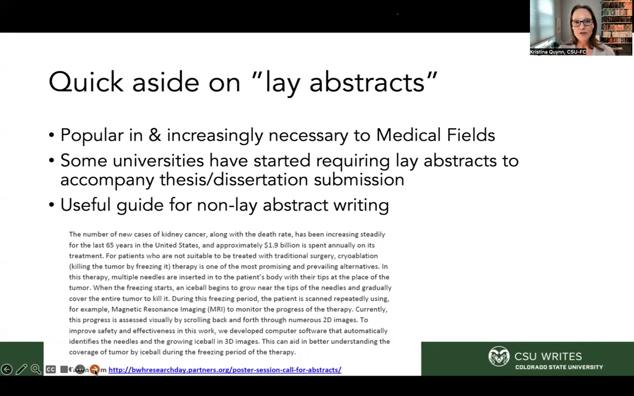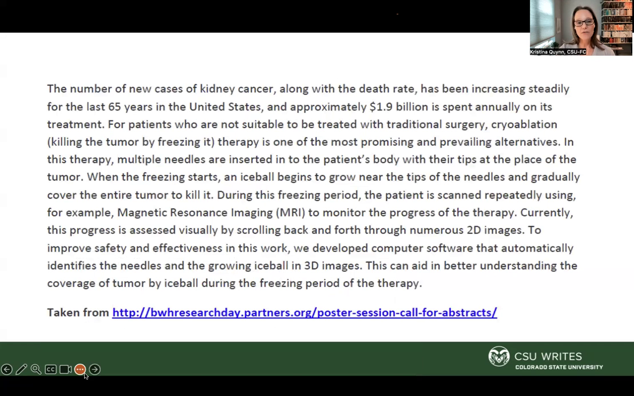Just a quick aside on lay abstracts for those of you who are going into, or perhaps are tied to, medical fields. Note that some universities have gone to including lay abstracts for non-expert audiences. I'm not going to go through all the features, but you could look up lay abstracts and see how they include good information without a lot of jargon, without a lot of specialized language, and jargon itself gets a bad rap.